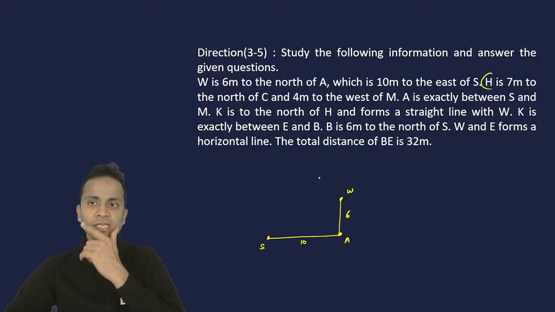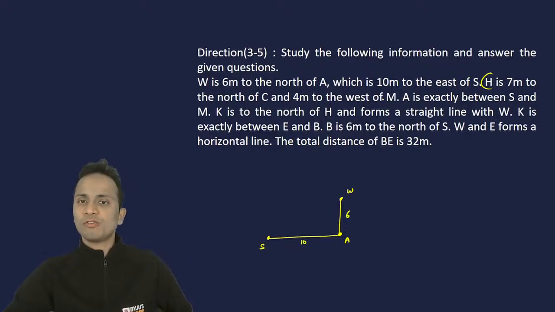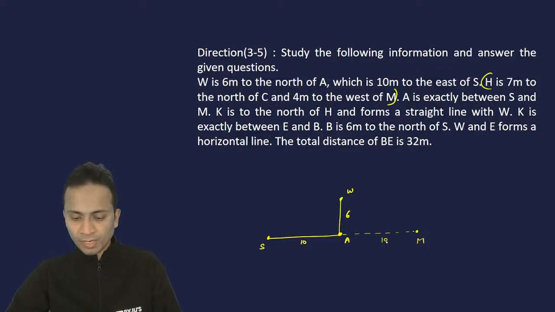H is 7 meters to the north of C and 4 meters to the west of M. I'll leave this part. H, C, and M are nowhere to be seen, so I'll move on to the next part. A is exactly between S and M. So M will be somewhere here. A is exactly between S and M. The distance, I can say, should be 10. So both make a square, that is option A and option C.